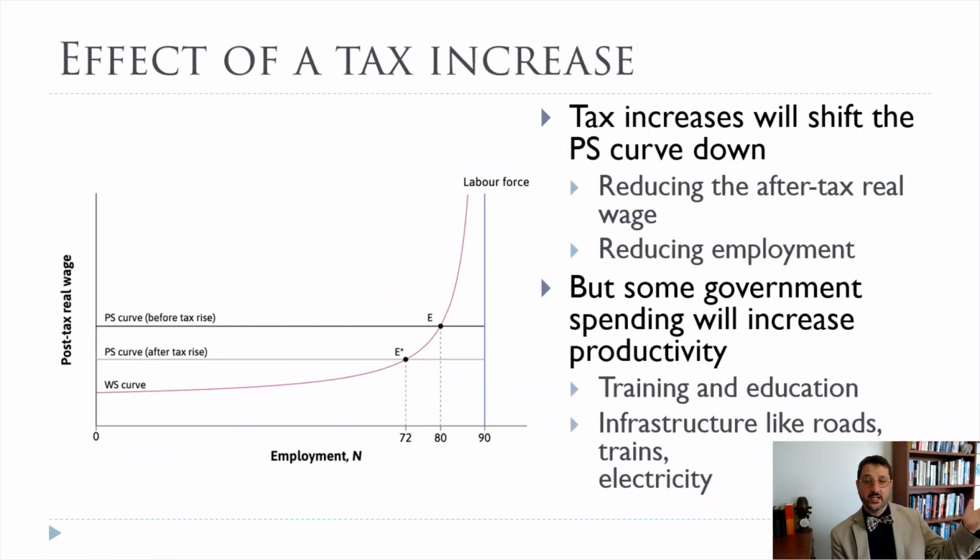And so that's the takeaway. That's really all you have to know: when taxes increase, whether those are consumption taxes like a value-added tax or a sales tax, or income taxes, that is going to shift down our price setting curve, and we're going to move along the wage setting curve to a higher rate of unemployment and a lower real wage.